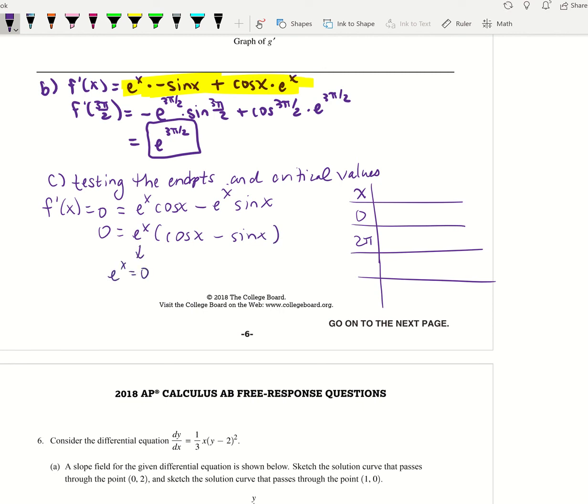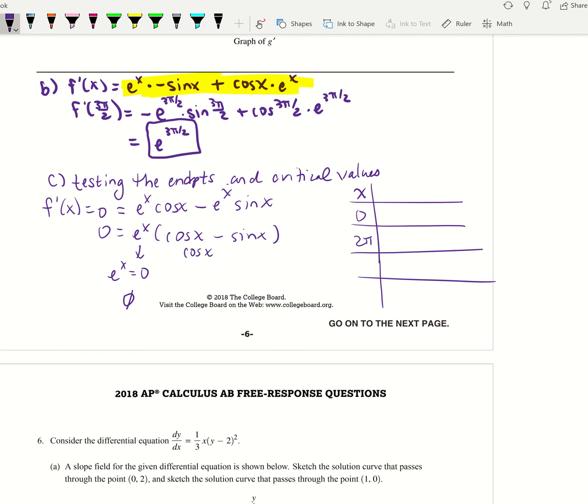So where does e to the x equal 0? Well, it doesn't. It doesn't ever equal 0. Here's the graph of e to the x. It never actually crosses the x-axis to give you a height of 0. There's a horizontal asymptote at a height of 0. So there is no solution for that part.